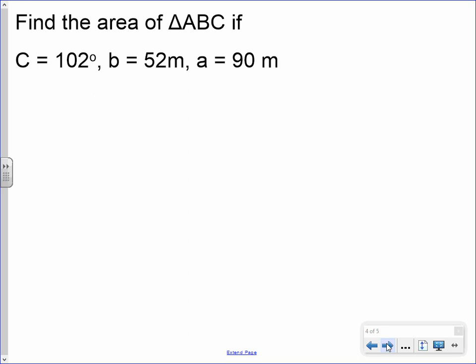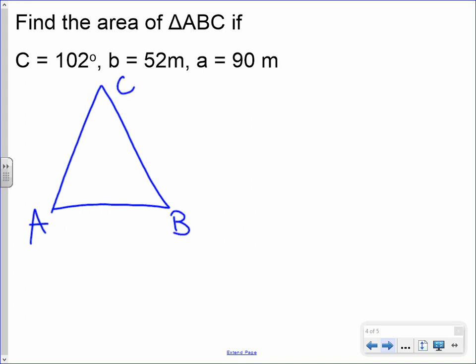Okay, so this is our last example. What I would do, let's just draw the triangle and label it together. C is 102 degrees, B is 52 meters, and A is 90 meters. Is that triangle drawn to scale? No. Not even a little bit. I don't care if your triangle is drawn to scale. I just want you to have a triangle labeled with the vertices so that you can see where the sides are and the angles. Okay?